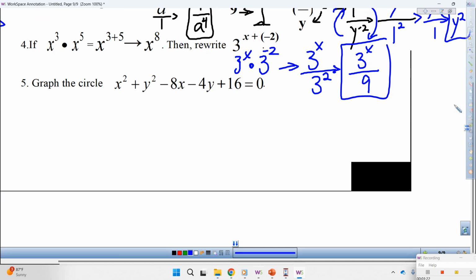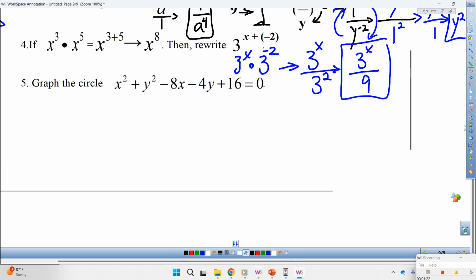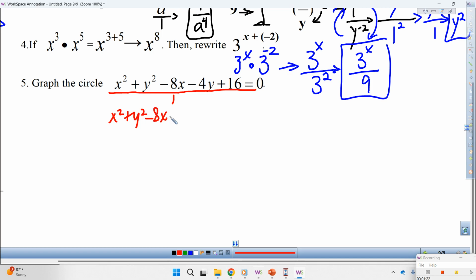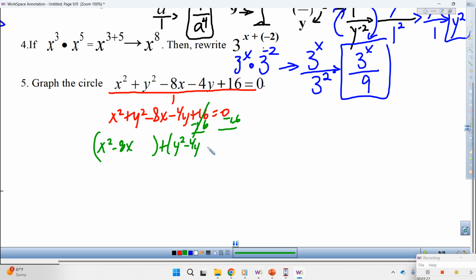Last but not least, graph the circle, our favorite. Remember in the third quarter final, it was in there? Yeah? You guys remember that? Oh, yeah, Mr. Q. All right, here we go. Step 1, divide by the leading coefficient, which is 1. X squared plus y squared minus 8x minus 4y plus 16 equals 0. Eliminate the constant, minus 16 minus 16. X squared minus 8x, plus y squared minus 4y, equals negative 16.